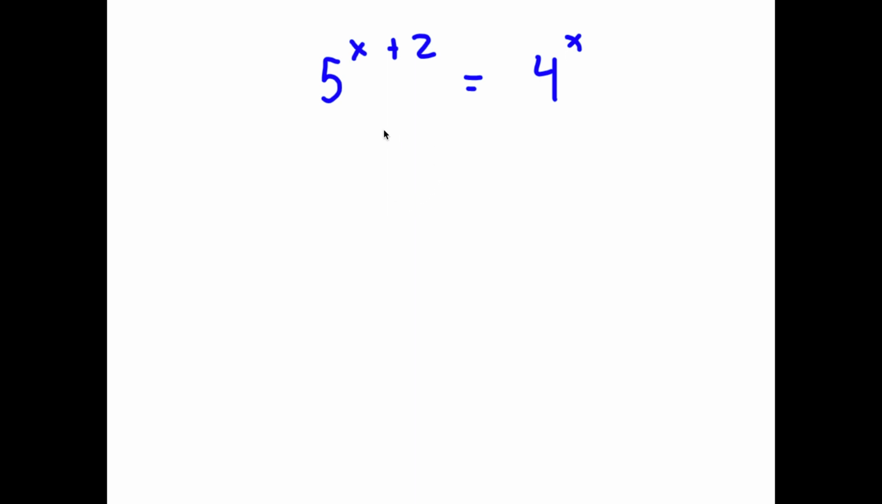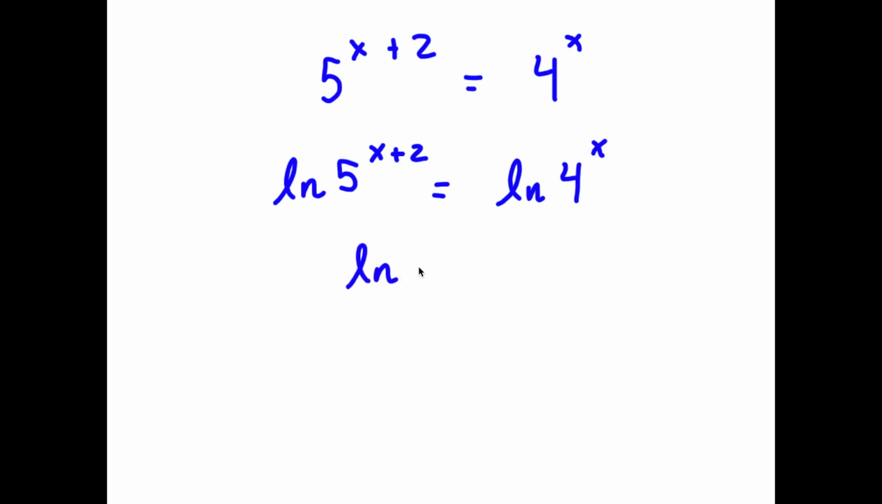Alright, so in this problem, I have 5 to the power of x plus 2 is equal to 4 to the power of x. So, to solve this, I'm going to first start by taking the natural log, or ln, on both sides. So now I have ln 5 to the power of x plus 2 is equal to ln 4 to the power of x.